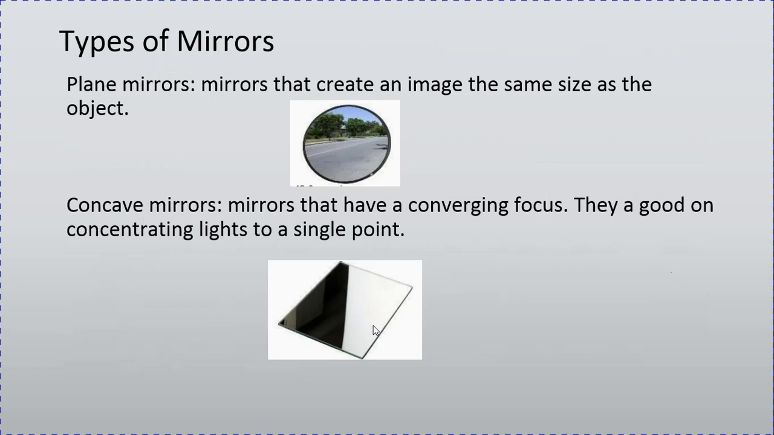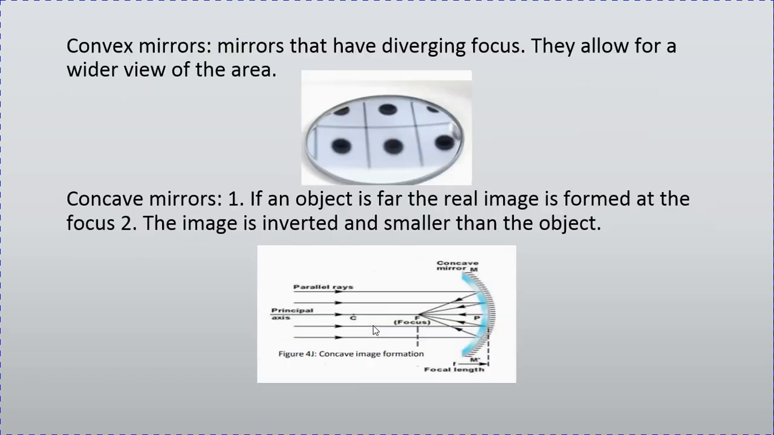We have different types of mirrors. We'll look at plane mirrors, mirrors that create an image that's the same size as the object. Those are called plane mirrors. Concave mirrors, these mirrors have a converging focus. They are good at concentrating light to a single point. And then we have convex mirrors, mirrors that have a diverging focus. They allow a wider view of the area.